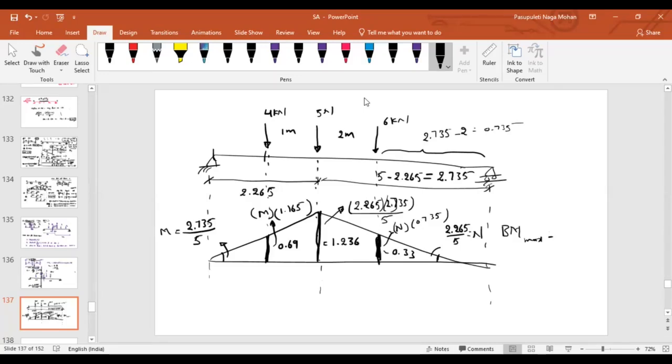Now, what is the absolute maximum bending moment? Ordinate under 4, 4 into 0.69, plus ordinate under 5, 1.236, plus ordinate under 6, 0.33. How much will it be? 10.27.